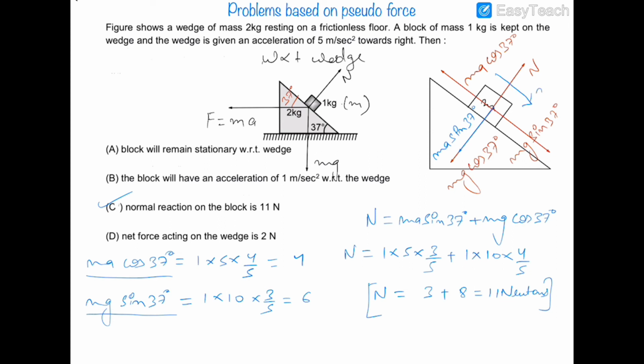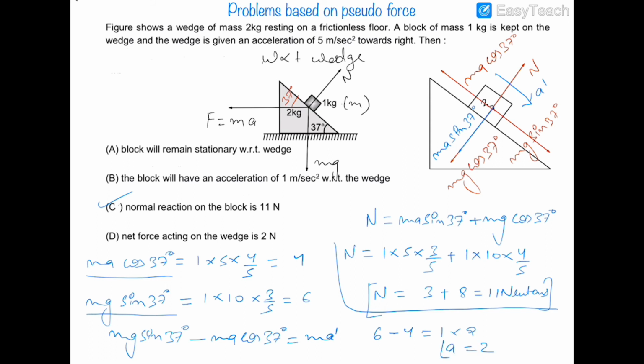of block a dash along the inclined plane, therefore the equation will be mg sine 37 acting in downward direction minus ma cos 37 acting in upward direction will be equal to ma dash. Now substituting the values, 6 minus 4 will be equal to 1 into a. So a will be equal to 2 in downward direction along the inclined plane. So we can see that the first option is wrong.